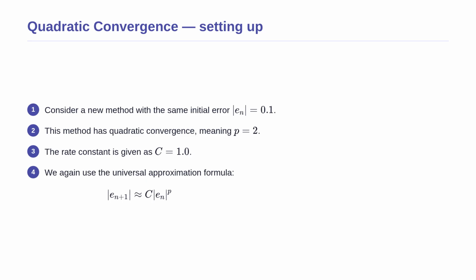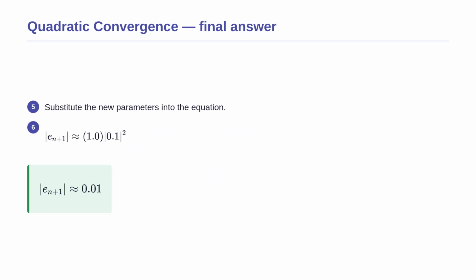Our strategy remains exactly the same. We will use the general asymptotic error approximation formula, which acts as a mathematical bridge from the current step to the next. Let us finish this calculation by inserting our specific parameters. The current error remains 0.1 and the rate constant is 1.0. The crucial difference is that our order power p is now 2.